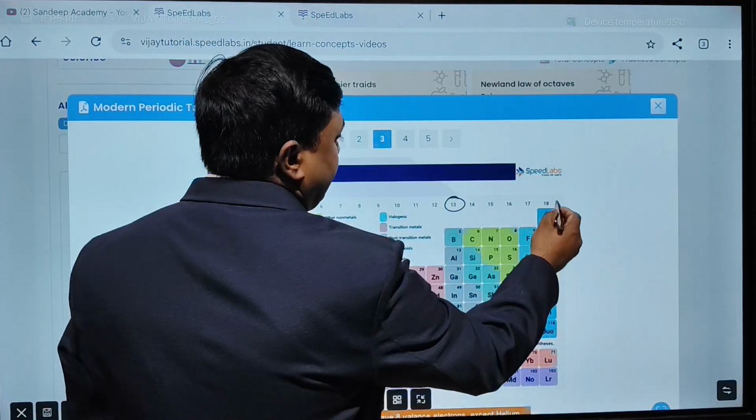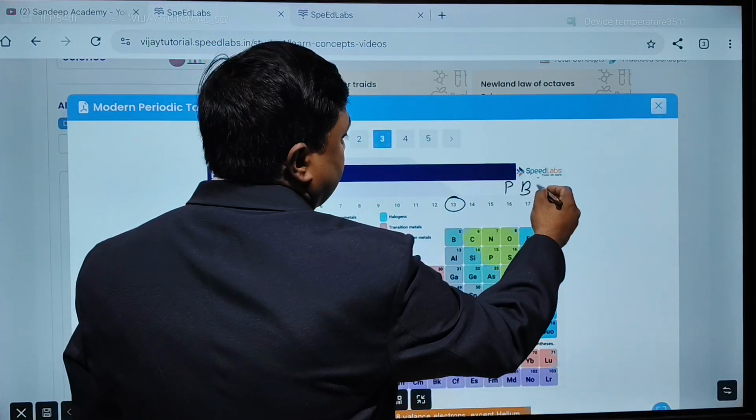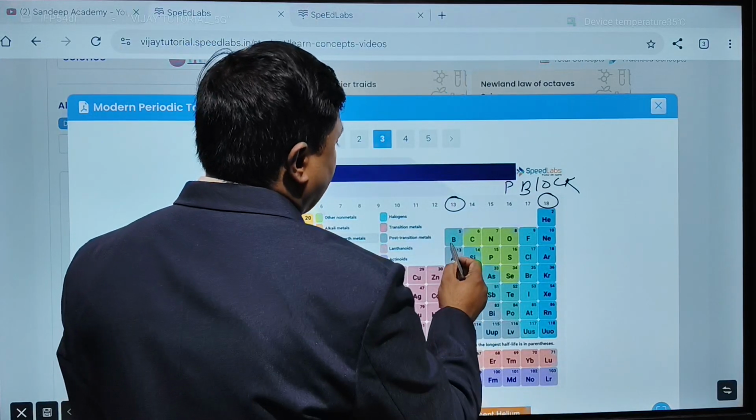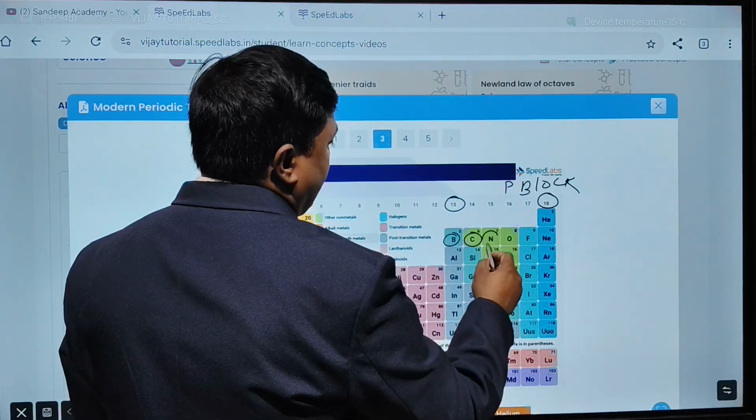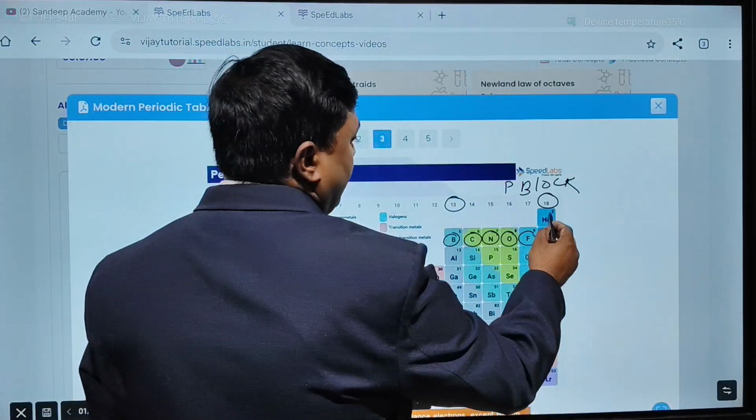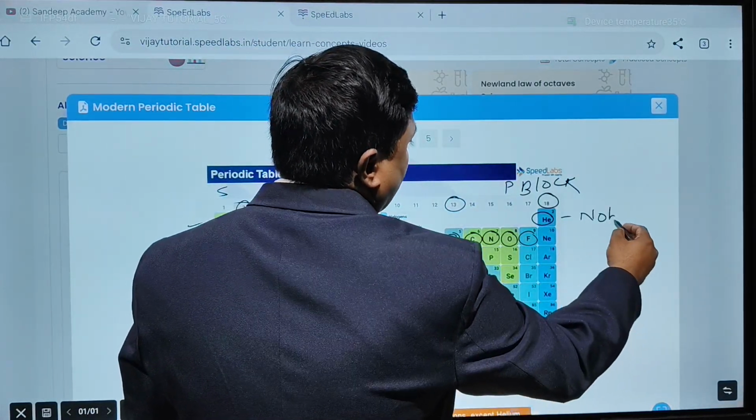Group 13 to group 18 are called P block elements. They are known from their first member, like the boron family, carbon family, nitrogen family, oxygen family, halogen family or fluorine family, and this last one is called the noble gas family.